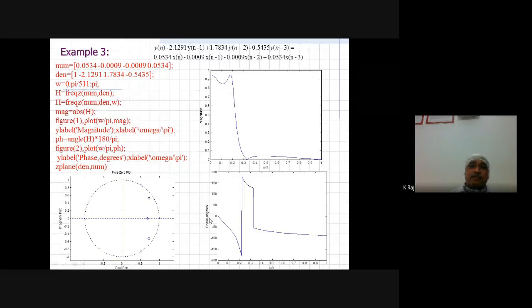In order to see the pole zero plot, we will use the Z plane, and then we will utilize the two polynomials, denominator and numerator. And here this is the pole zero plot, having the imaginary part and the real part, and that shows the location and positions of the poles and zeros.